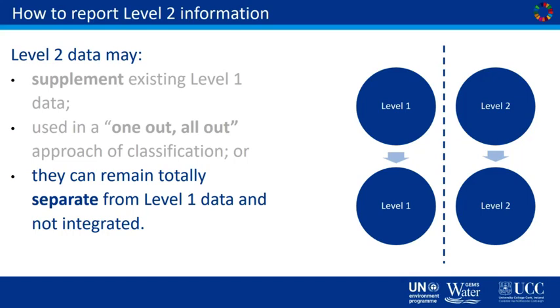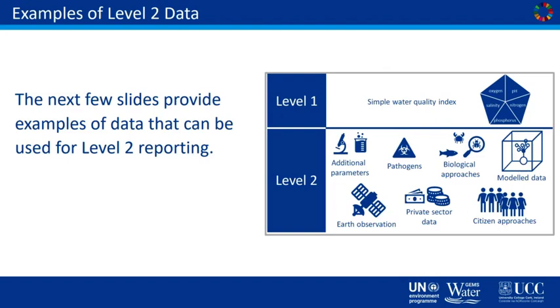These data may play an important role to help achieve Target 6.3 and Goal 6 by raising awareness of the importance of water quality, but they may not be suitable for calculating a numerical indicator score. So in the next few slides we look at examples of data that can be used for level 2 reporting.